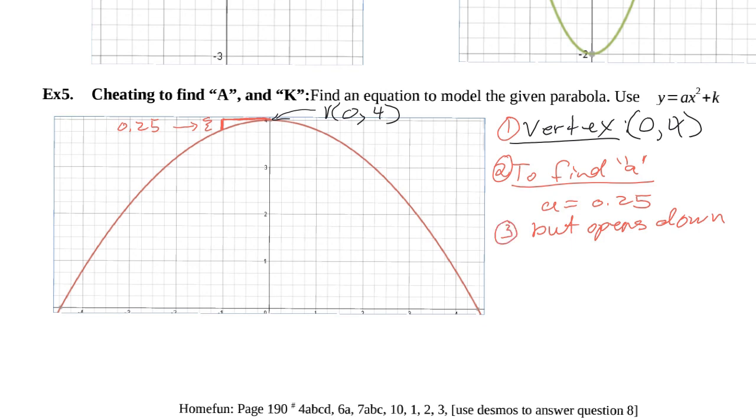So here is your final equation. Your equation is given as y is equal to ax squared. Now, the question is, is it opening up or down? If it's opening down, there's a minus sign. And now we just need to find out how far it moved after we went over 1. In this case, we went down 0.25, so it's 0.25x squared, and then we get our k value to be the y value of our vertex, which is 4, and there is our answer.